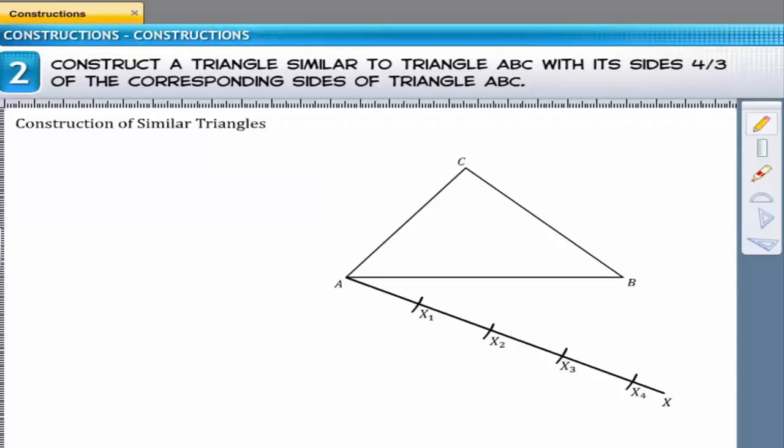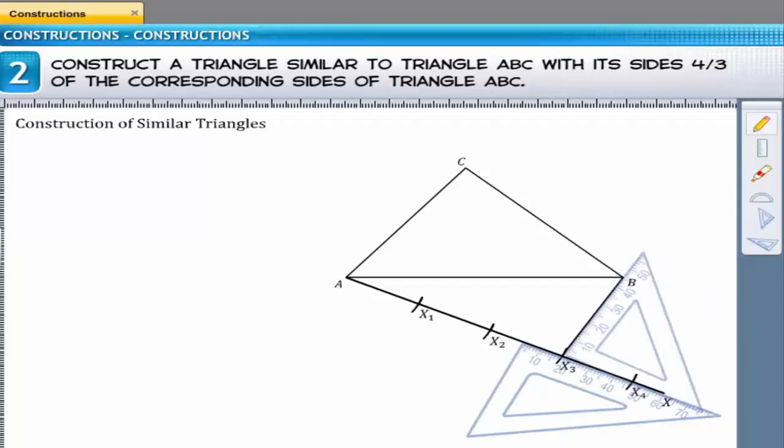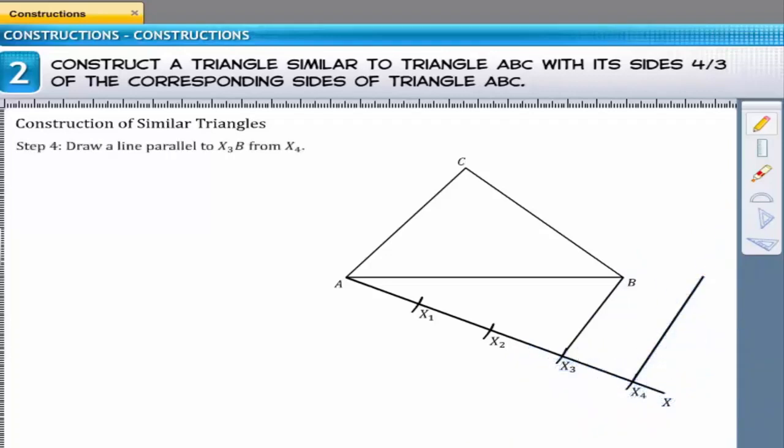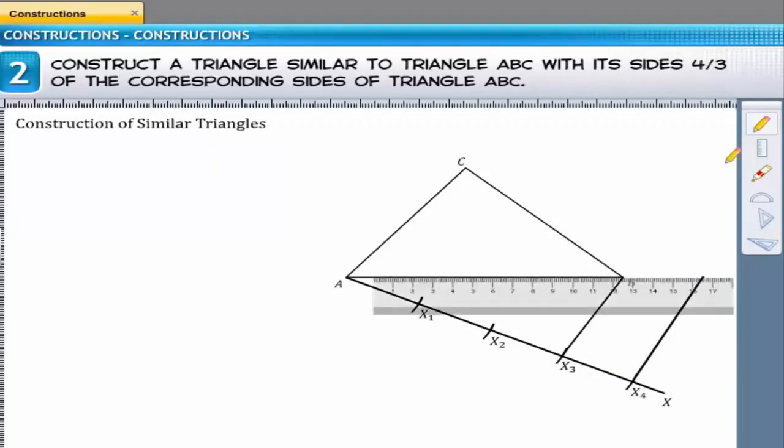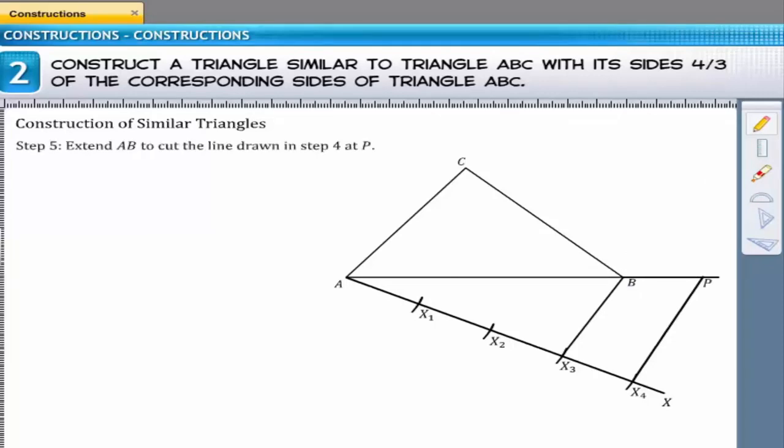Now, locate the smaller value in the given scale factor 4 by 3. It is 3. So as step 3, draw a line to join the third point X3 to B. As step 4, draw a line parallel to X3B from point X4. As step 5, extend the side AB of the triangle ABC to meet the line drawn from the point X4 at P.